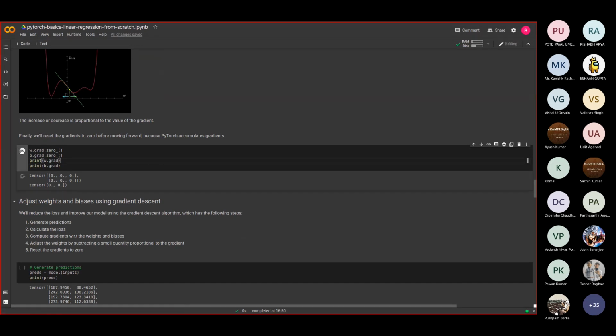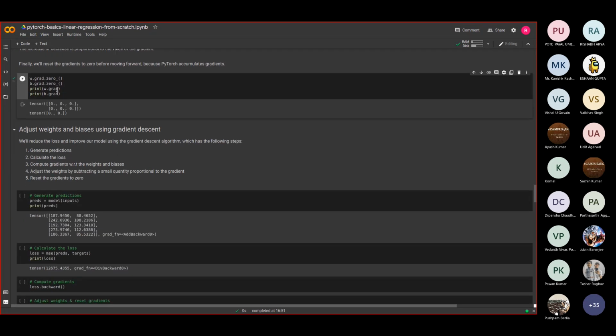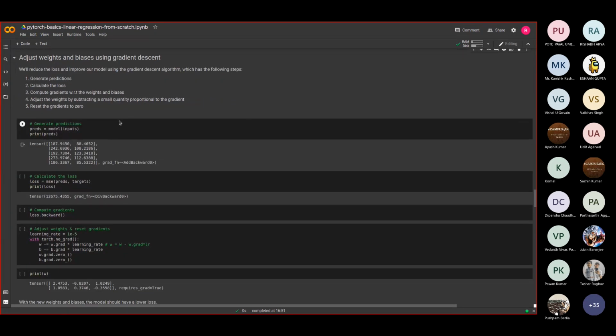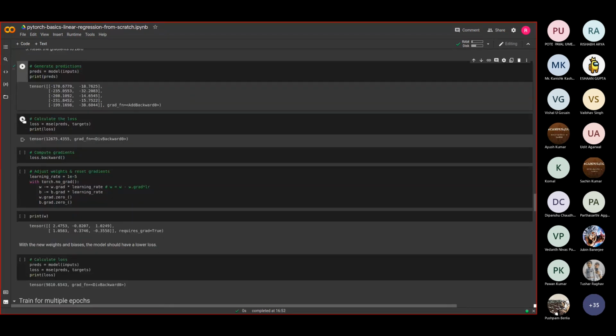And PyTorch actually doesn't make the gradient zero on its own. So after every time we update our weights, we have to make the gradients zero so that we can calculate the gradients on the new weights instead of just adding them to the previous ones. So we make the gradient zero, and now we can update our weights. The process will be the same: after defining the model, we take our predictions, calculate the loss, calculate the gradient with respect to that loss, and then update our weights.